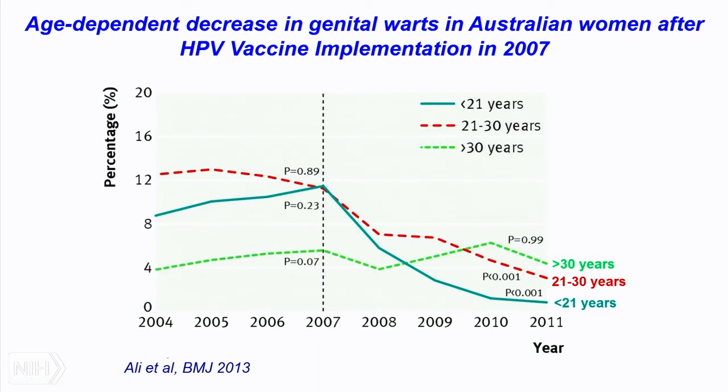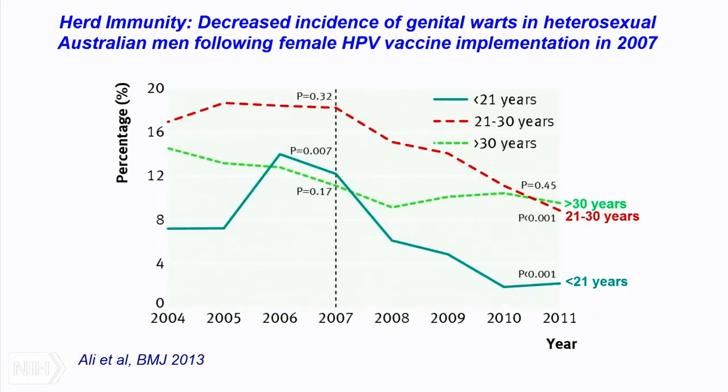What about the males of the comparable age range who did not receive the vaccine, but were, because they were heterosexual, sexual partners of these women? And again, looking here in the blue-green line, dramatic reduction in the incidence of genital warts among these young men, 21 years of age and younger. And if you look at the men 30 or older, there's no such decline.